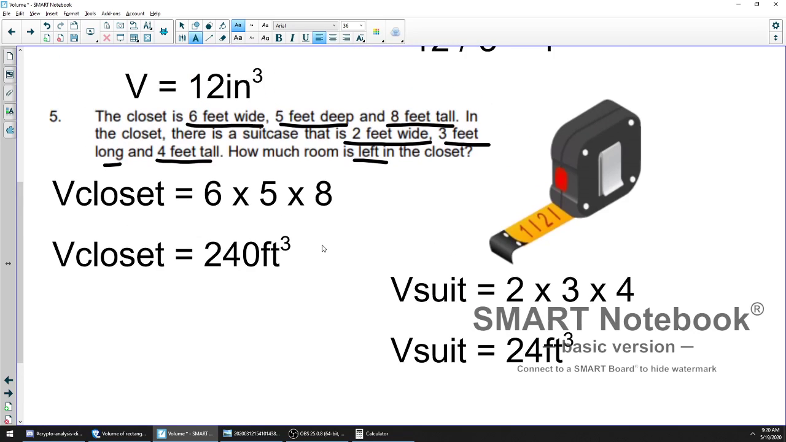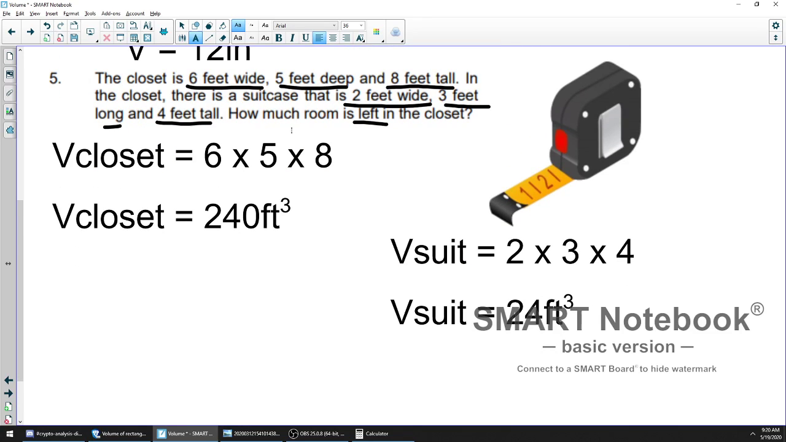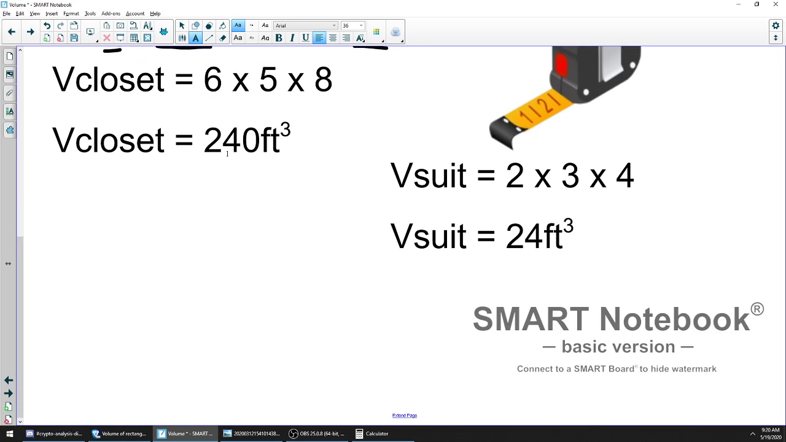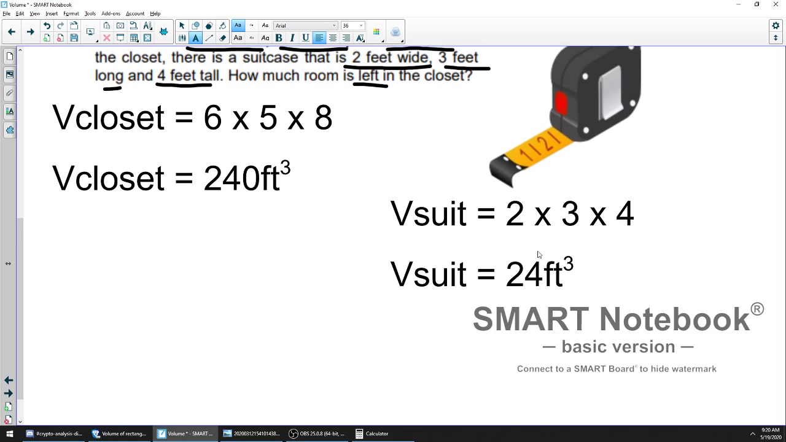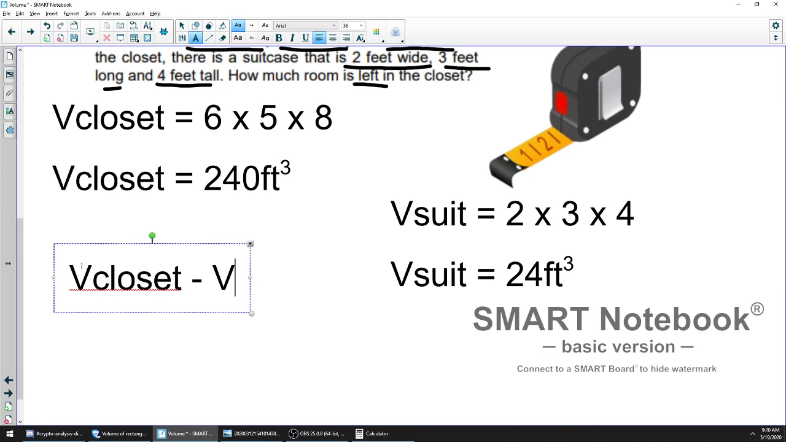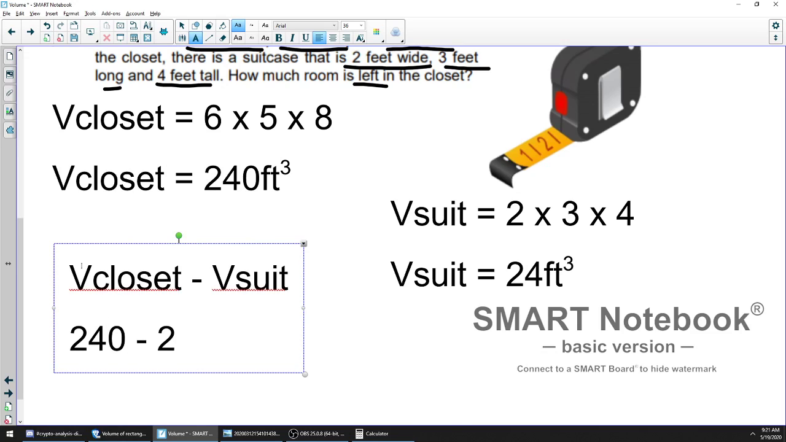All right. Now it says how much room is left in the closet. So what operation do we have to do with these two numbers? How much is left over? If you said subtraction, that's correct, because I'm taking the volume of the closet minus the volume of the suitcase. And we have 240 minus 24.